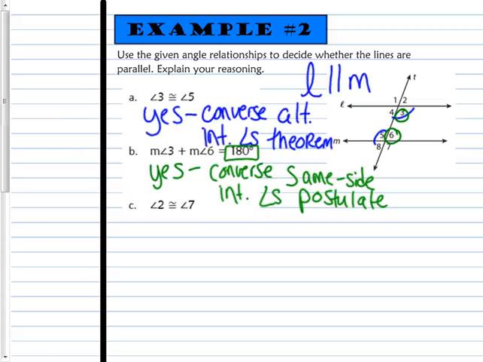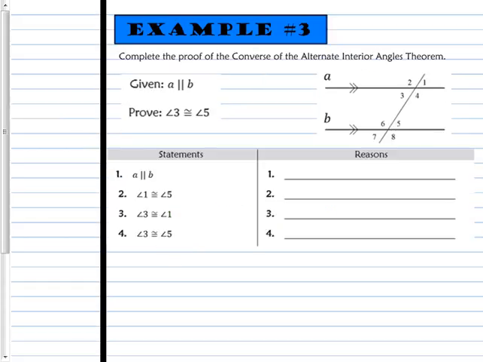The last question, letter C, says, what about if 2 is congruent to 7? So I know 2 and I have 7. If they're congruent, does that prove that the lines are parallel? So is there any special relationship between 2 and 7? No, there's not. They're not corresponding. They're not alternate exterior. They're not vertical. So these angles being congruent cannot help me prove anything.